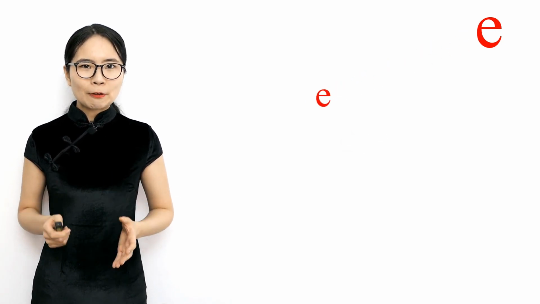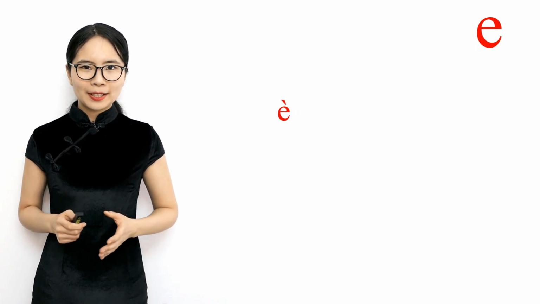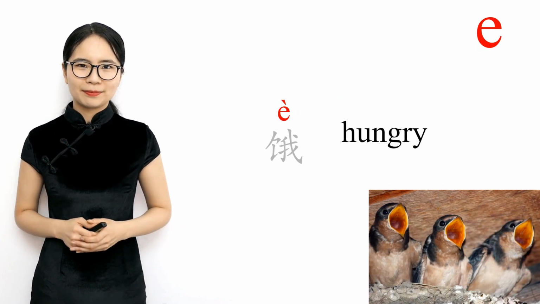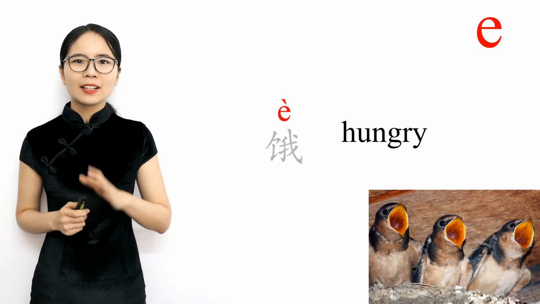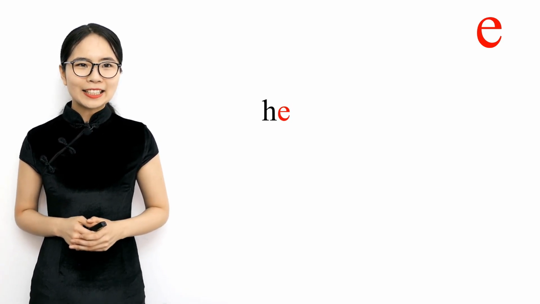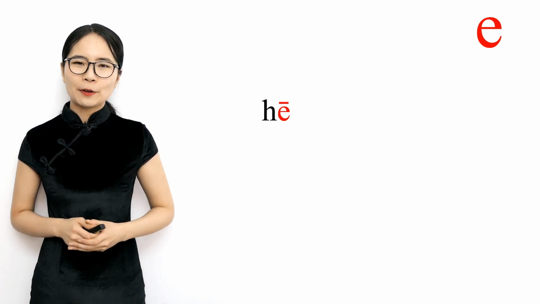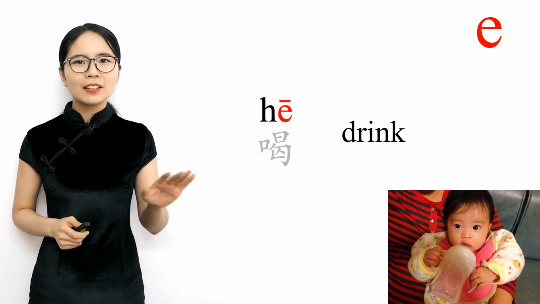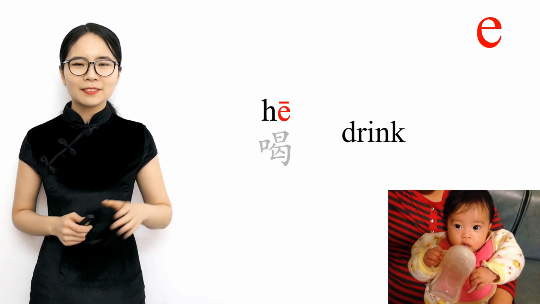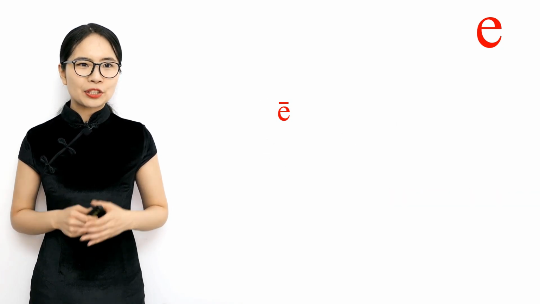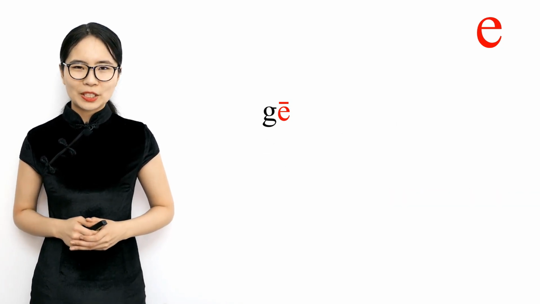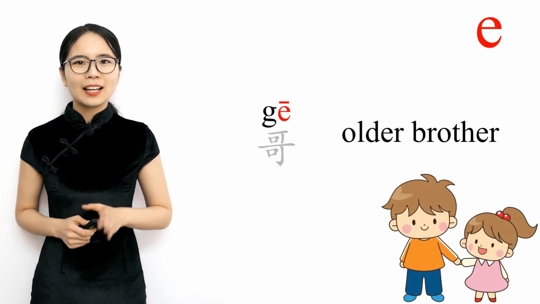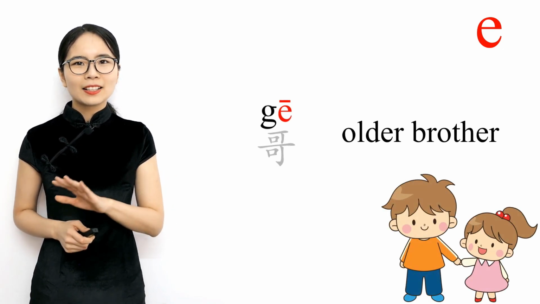If you remember from lesson 1, having an initial is optional. If you pronounce the simple final with the fourth tone, you get the Chinese word for hungry. Adding the initial h and the first tone, we get the word he, which means drink. He. And using the initial g, we get ge, which means older brother. Ge.